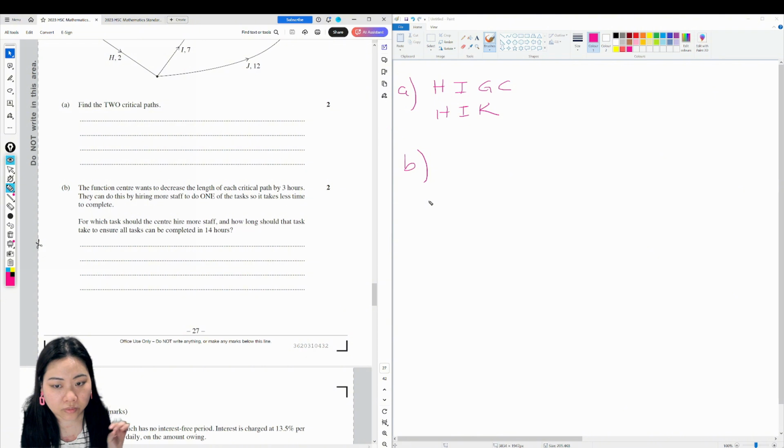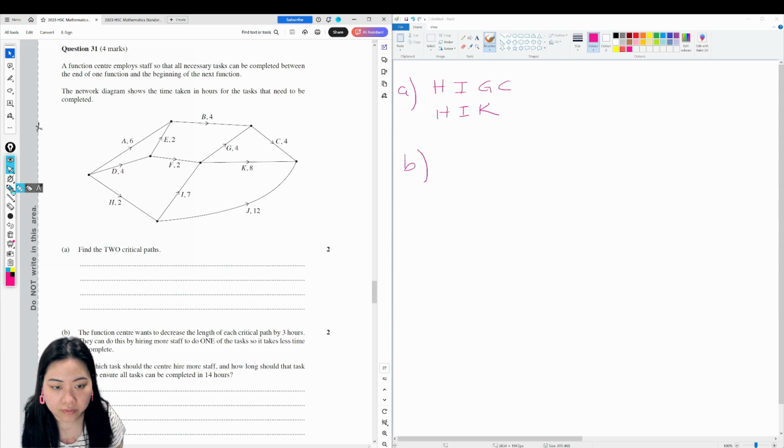Now B. The function center wants to decrease the length of each critical path by 3 hours. They can do this by hiring more staff to do one of the tasks, so it takes less time to complete. Which tasks should the center hire staff for, and how long should that task take to ensure all tasks will be completed in 14 hours? Let me read that again. For which task should the center hire more staff, and how long should that task take to ensure all tasks can be completed by 14 hours?